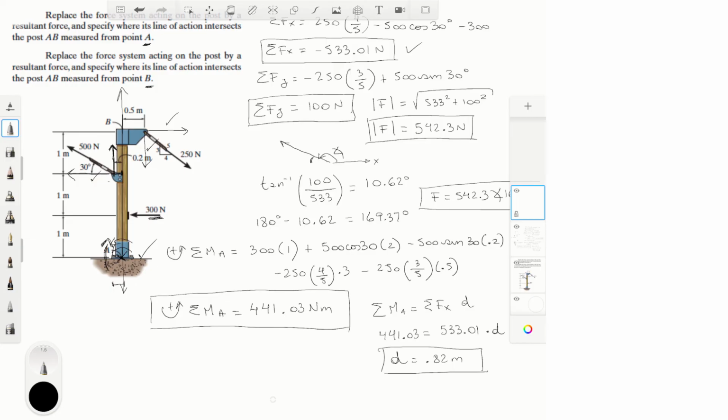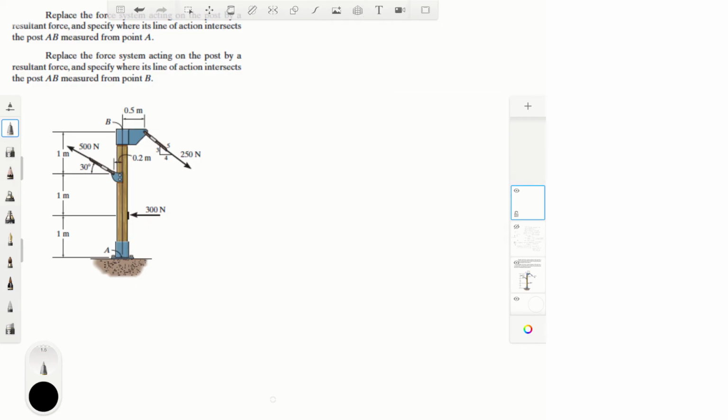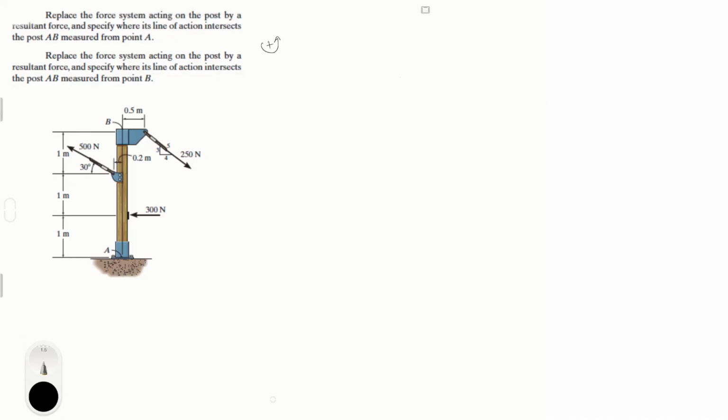Now let's do the second part. All you have to do is find the sum of the moments created by the forces, but this time around B. Which is actually much simpler because there is at least one more force coming out of it. So that being said, first the y component of this force, which is minus 250 times 3/5. The x component is not creating any moment because it's coming straight out of it.